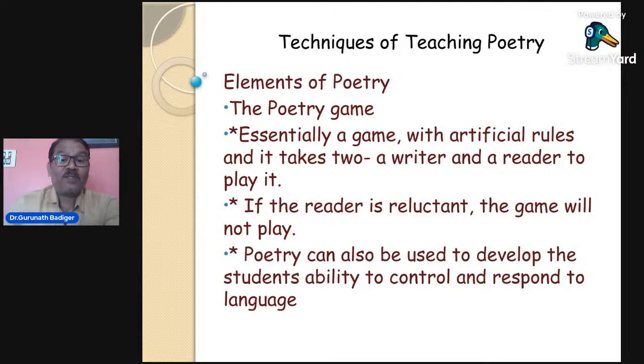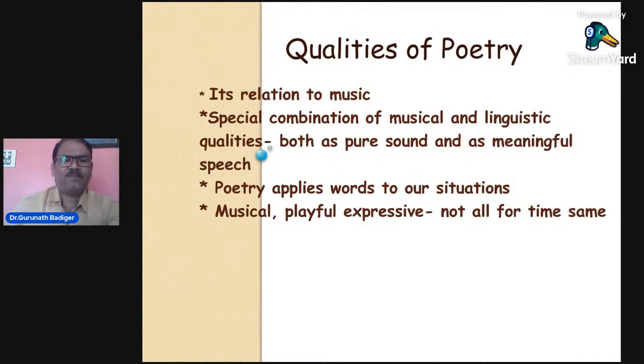Poetry can also be used to develop the student's ability to control and respond to language. Poetry can be used as a language tool, but comparatively, poetry uses less language and more thoughts. The complexity of thoughts is more seen in poetry than in essay and other writings. So, as far as poetry is concerned, poetry is musical. We say that poetry is a musical composition. It's a special combination of musical and linguistic qualities, both as pure sound and as meaningful speech.